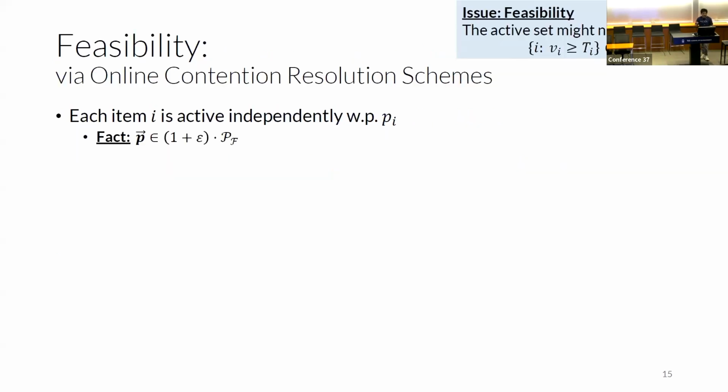Okay, so we have solved that issue, but still, let's go back to the feasibility issue that we didn't solve. For the feasibility issue, now let's say that each item is active with some probability p_i. And a good fact here is that these probabilities are ex ante feasible. And formally, we say that the probability vector approximately lies in the matroid polytope.